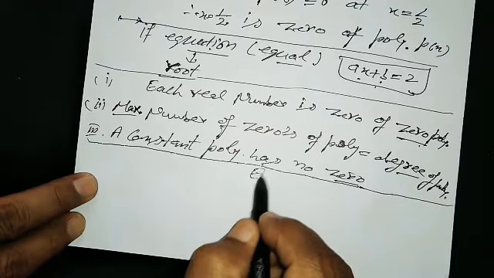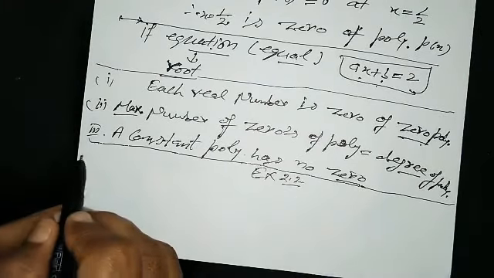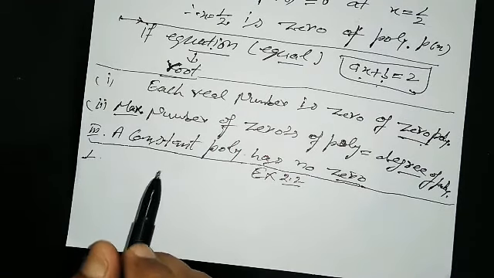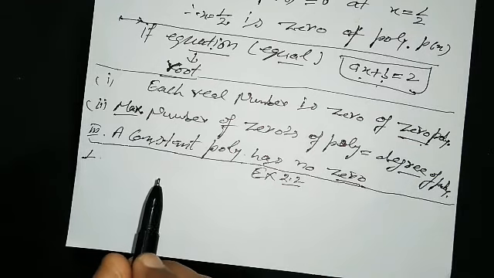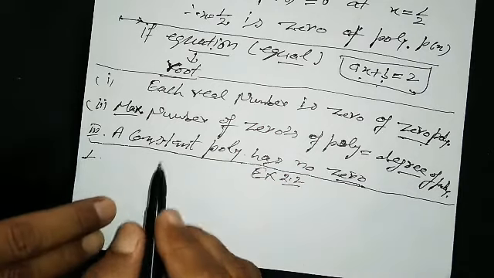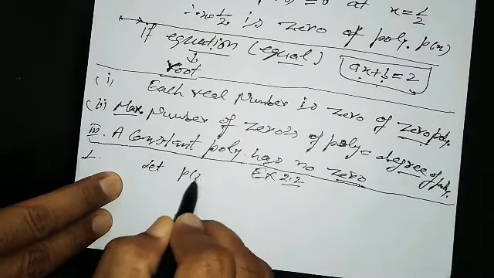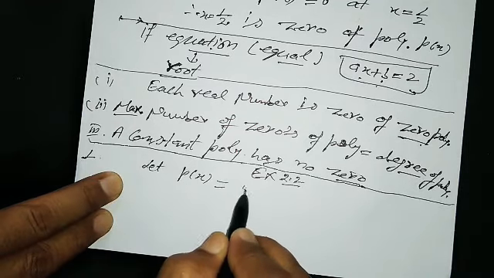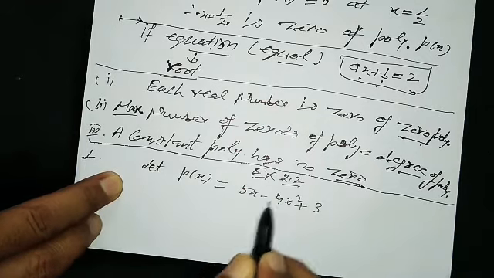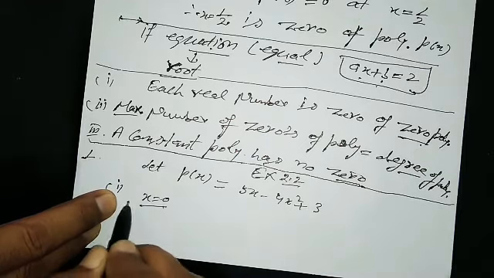Now come to the exercise 2.2. Very easy exercise, containing 4 questions. So I will try to solve some of them. The first question is: find the value of the polynomial p(x) = 5x - 4x² + 3, and the first part asks at x = 0.